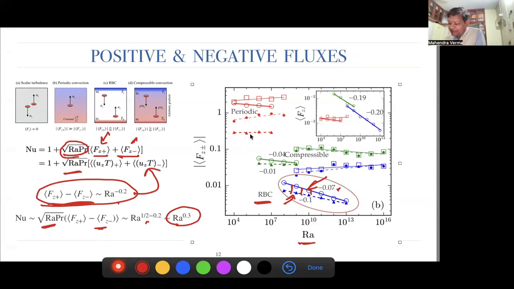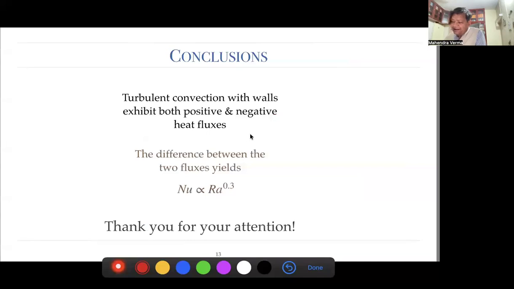2012 Physical Review E. So in summary, turbulent convection with walls exhibits both positive and negative heat fluxes, but the difference compensates from half to 0.3. So without walls, we get half, but with walls, because of the negative fluxes, we get 0.3. So that's our conclusion. Thank you for your attention.